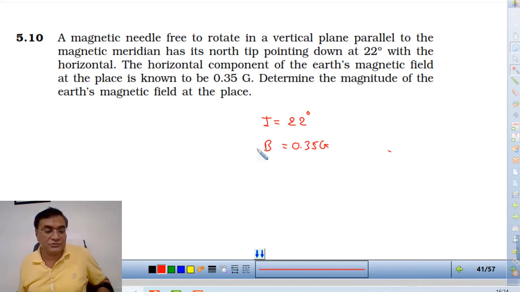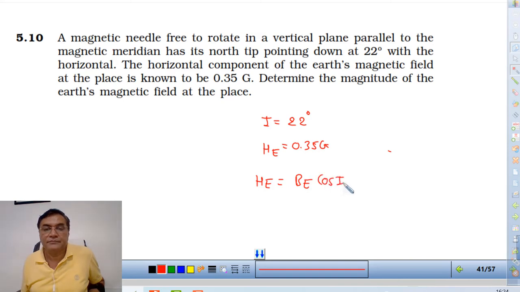Horizontal, so this is not the horizontal component, sorry. HE is equal to 0.35. So we have the formula HE is equal to BE cos I. This is the horizontal component; the vertical component ZE is equal to BE sin I. And therefore BE is equal to HE upon cos I. HE is equal to 0.35 Gauss divided by cos I.